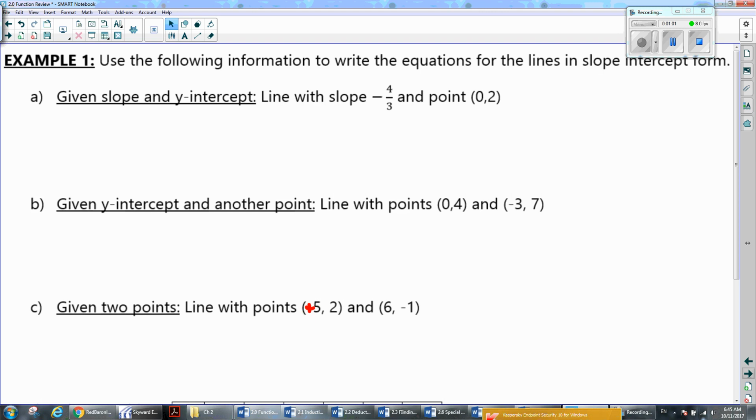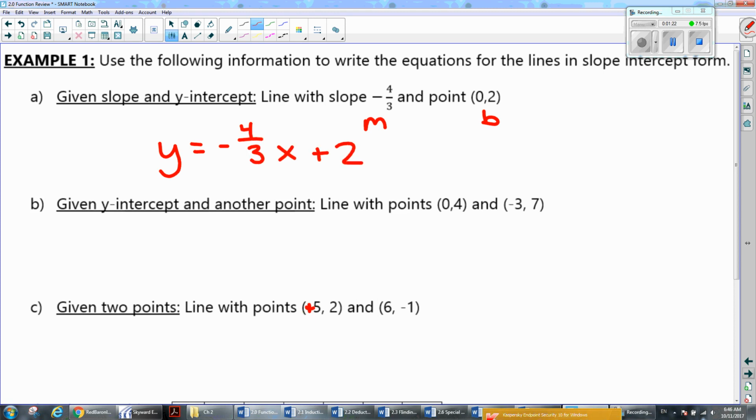So here's some information. We want to write the equations for the lines in slope-intercept form. So if they gave us that slope and the y-intercept, all we'd have to do is plug it into our equation. So here would be our m value, here's b. So we'd have y equals negative 4/3 x plus 2. This is a great review from algebra. You've done a lot of stuff with lines before.